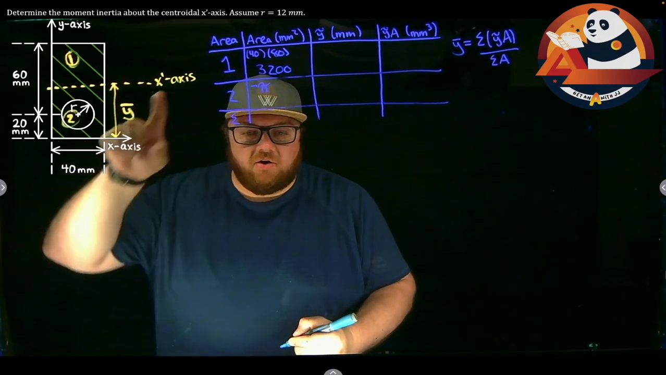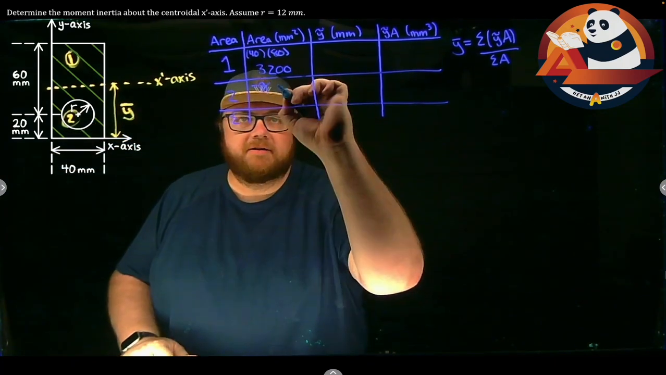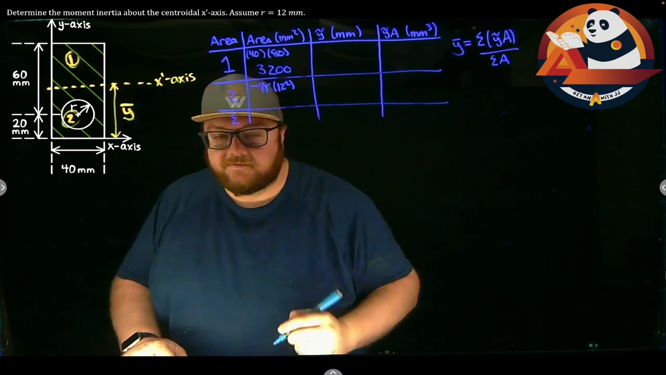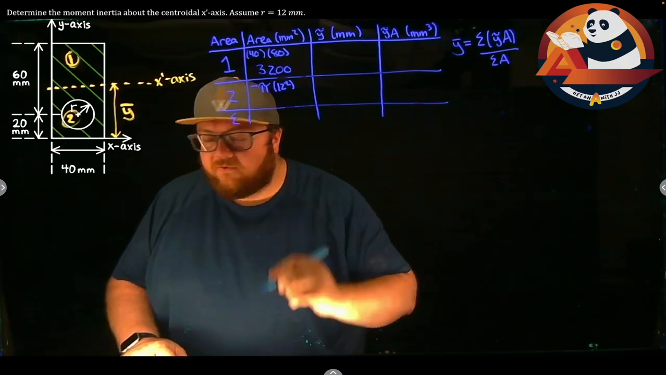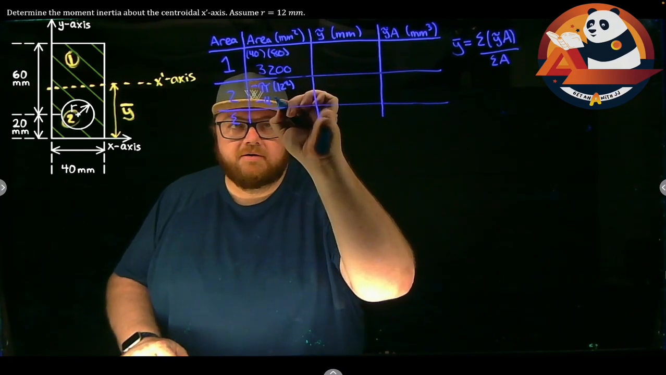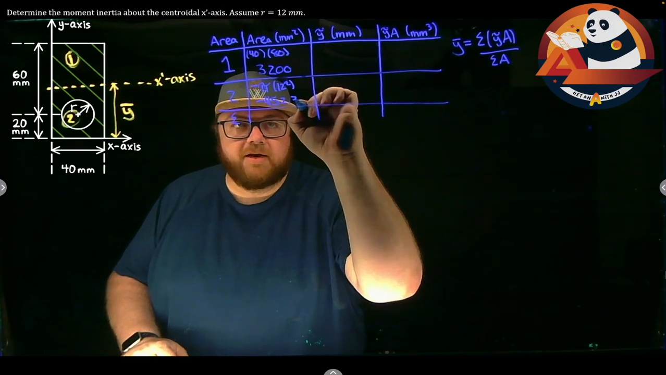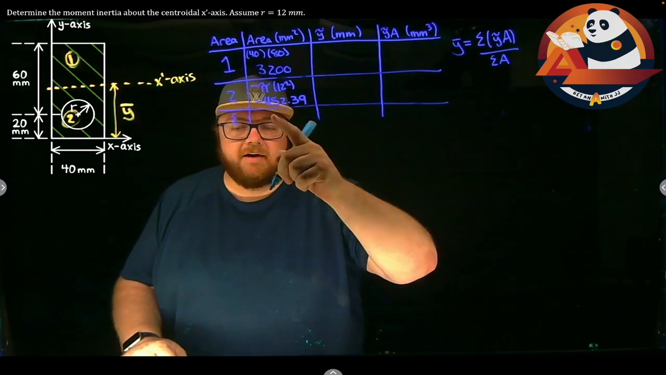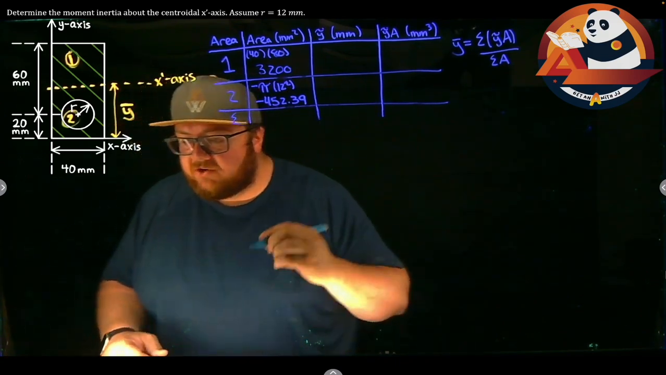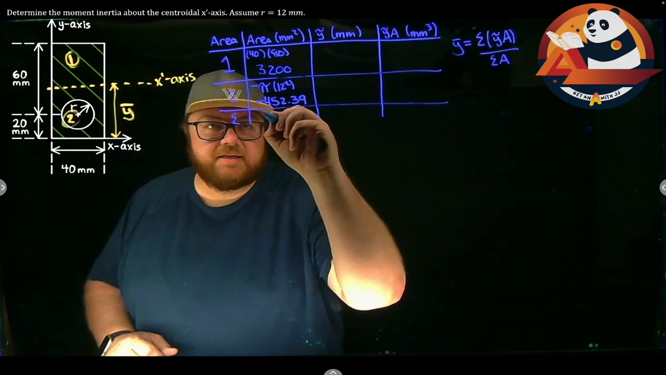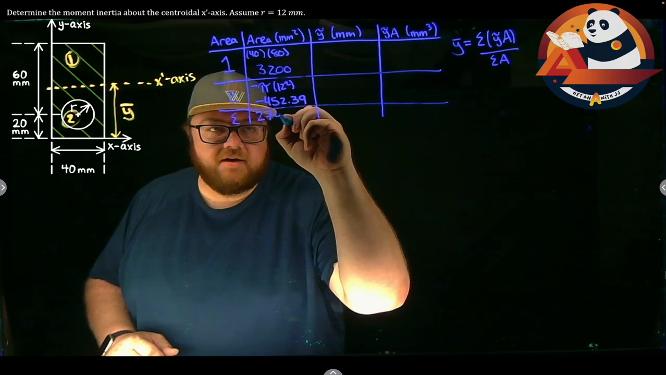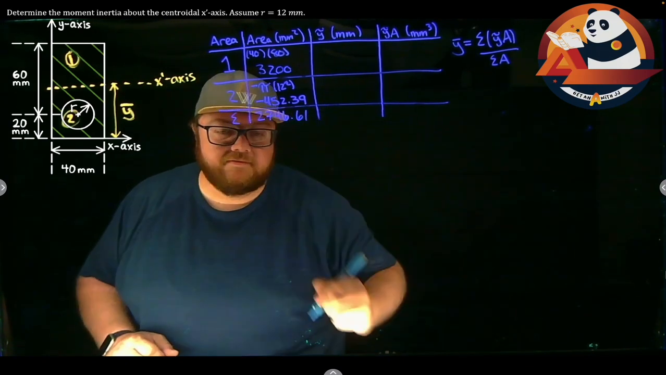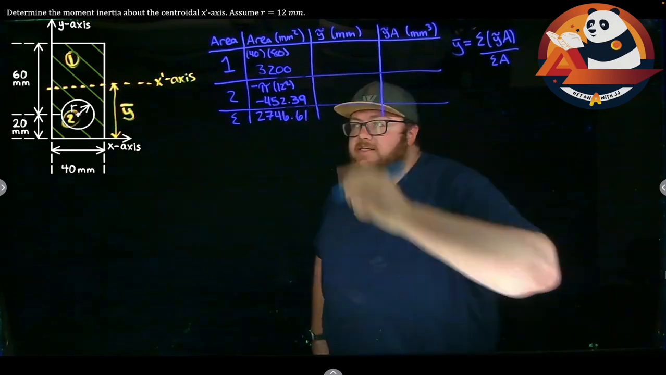The radius of this hole we were told to assume is 12 millimeters. So pi times 12 squared, or this is negative 452.39. I do have a sum of my area here, so let's go ahead and sum that up. I should get 2,746.61.